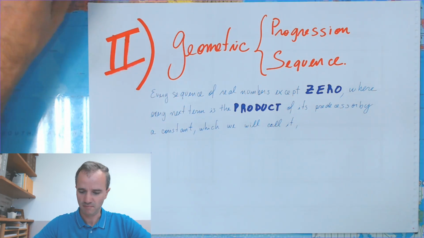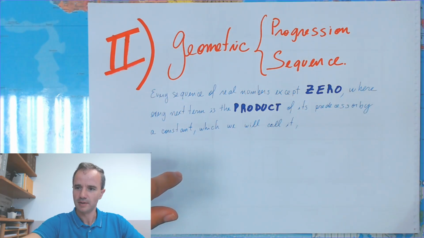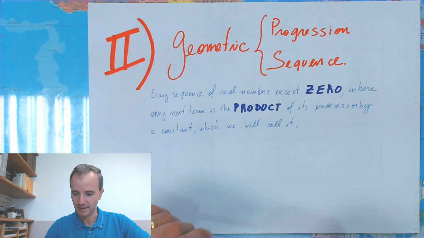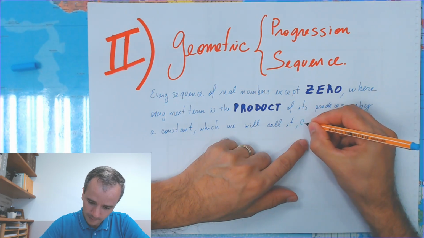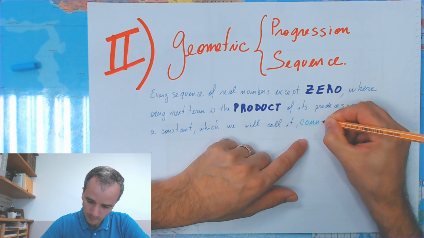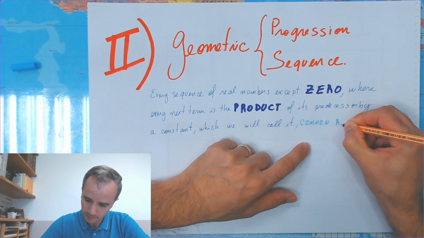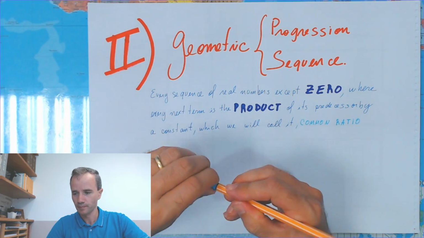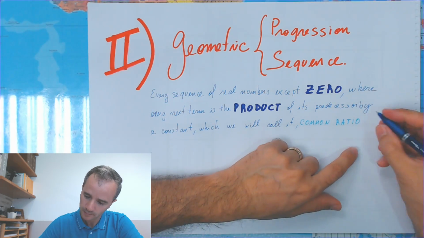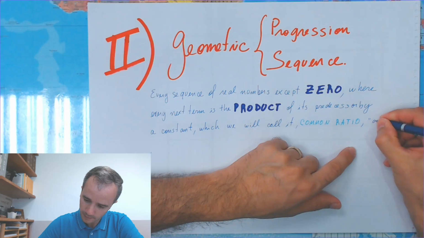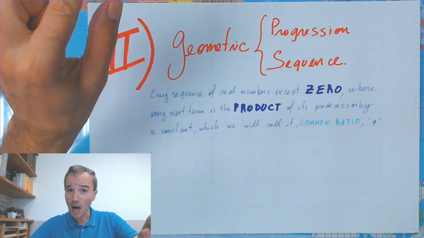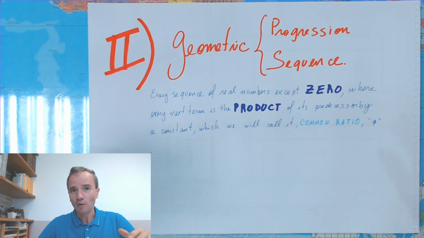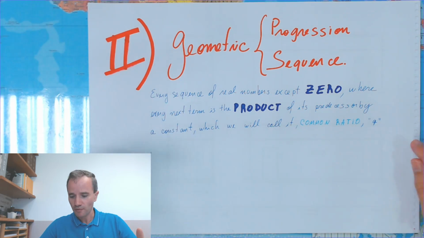Oh, it's too thick, let's use this one. If I use this pen, it's not going to fit in here. So the common ratio, which we call q, small q. Remember the common difference in the arithmetic sequence, we call it d, from difference. Now it's going to be q, from ratio.